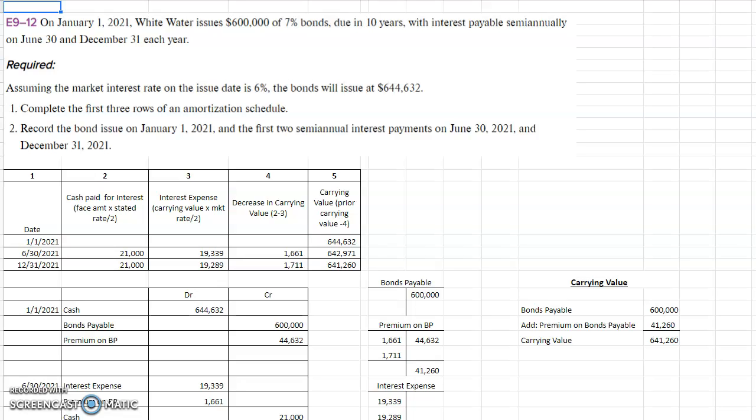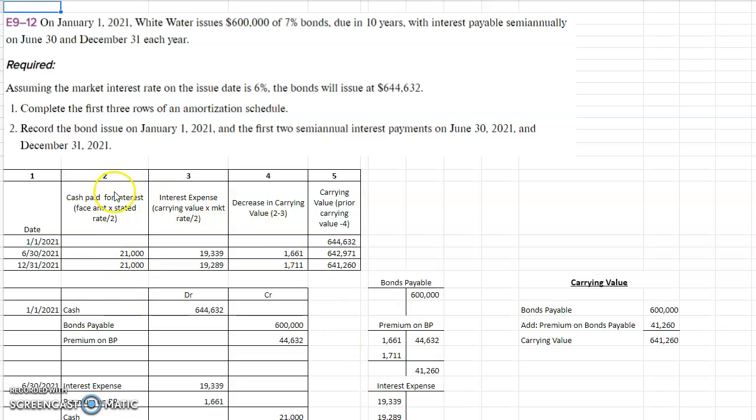Okay, when we issue them, you can see in the journal entry here that the company received more cash for the bond than the face value. However, they're only required to pay that face value back at the end. So the bonds payable is still $600,000, but the amount of cash they received is higher than that. The difference is the premium on the bonds payable.